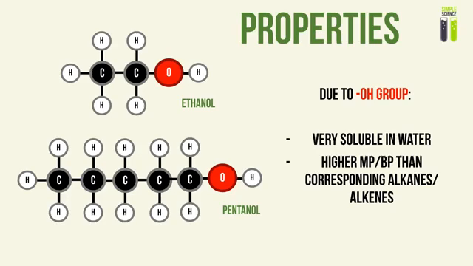And due to this OH group, which gives rise to, again, a higher level understanding of something called hydrogen bonding, the solubility in water of alcohols is very high. So alcohols can mix very well with water compared to alkanes and alkenes. Also due to this OH group, and this hydrogen bonding, the boiling point and melting point of alcohols are significantly higher than that of alkanes and alkenes.